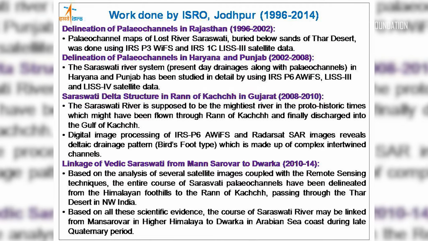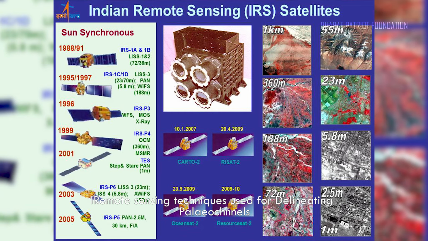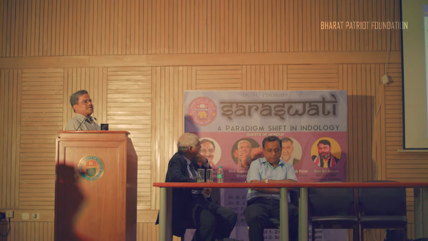Now, this work was done in different phases. As I mentioned, from 96 we started only in the Rajasthan part. Then in Punjab and Haryana we worked from 2002 to 2008. Then in 2010 to 14 we compiled an integrated map from the Mansarovar to Dwarka. Now we have a very coarse vision, 1 kilometer, meaning we have one piece of information for every 1 kilometer by 1 kilometer.